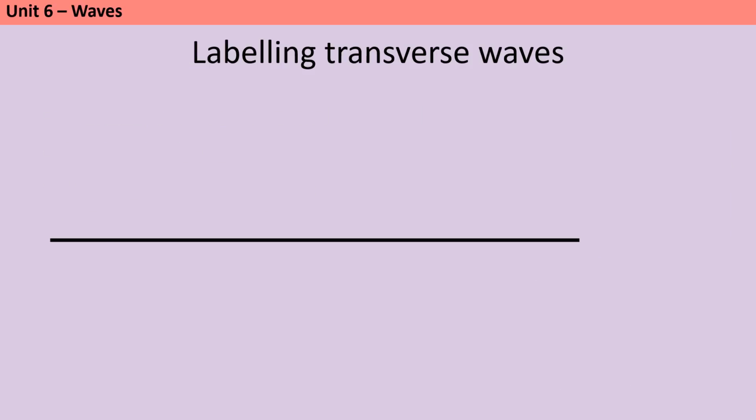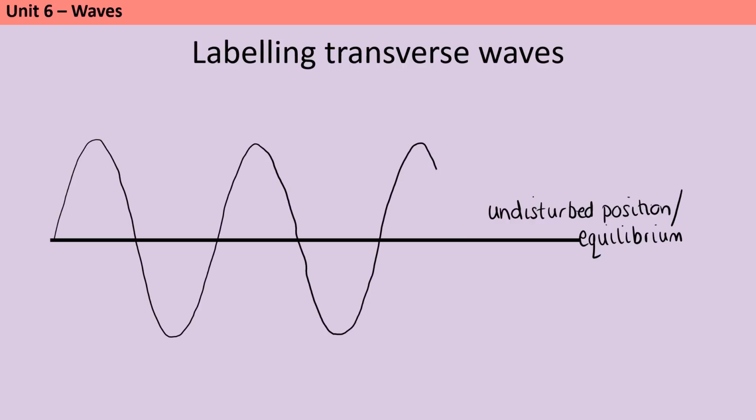You should be able to label a transverse wave to show peaks and troughs and wavelengths and amplitudes. So we start out with the undisturbed position or the equilibrium position, and onto that we can put our transverse wave. Remember, a transverse wave is one in which the oscillation is perpendicular to the direction that the wave is travelling. So my wave is going left to right, but my oscillation is going up and down. On this, I can label the peaks and also the troughs. So the peaks are all the highest points and the troughs are all the lowest points.